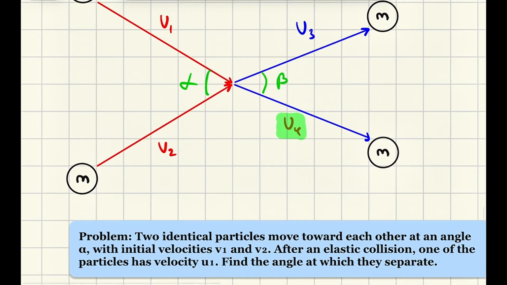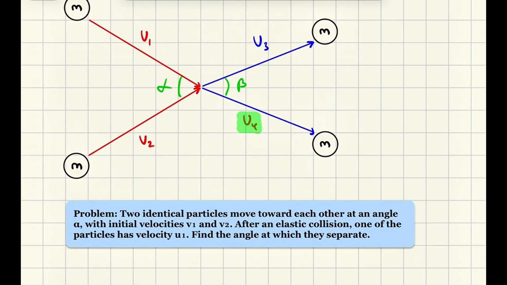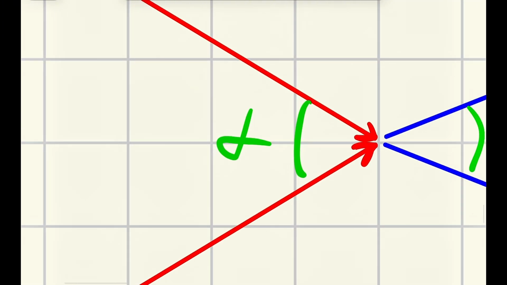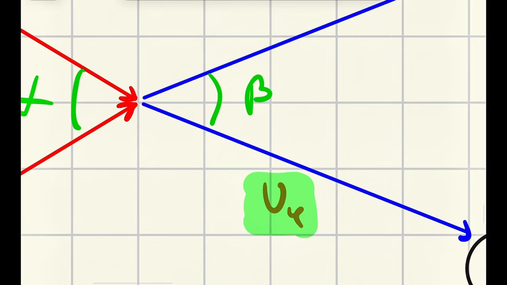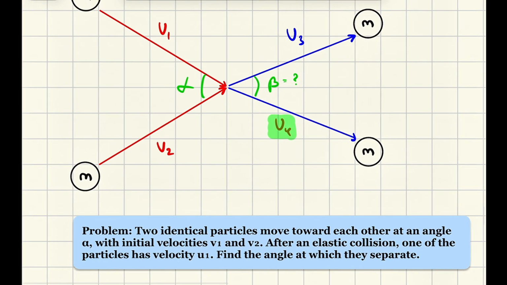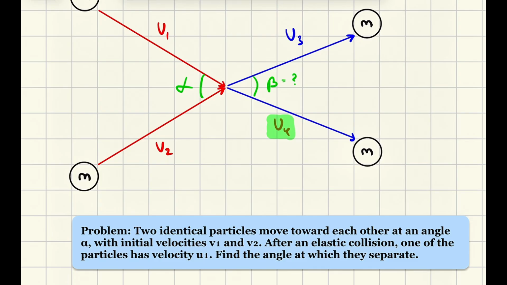We have two identical particles, which means that their masses are the same. They move towards each other at an angle alpha, which is here. And we need to find the angle at which they separate, which is this beta. Yeah, we need to find this beta. We're interested in this beta. Okay, good, it's the very same principle.